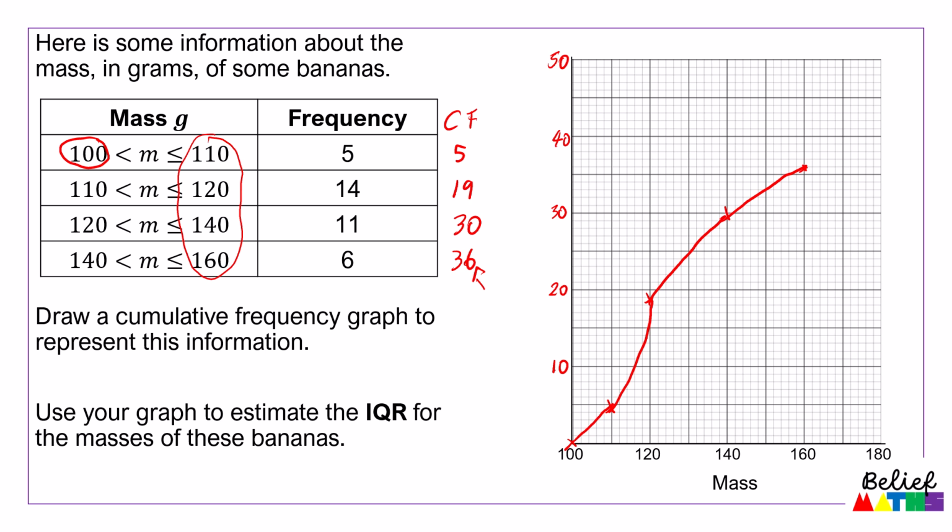Now you'll find it a little bit easier if you struggle with these curves and you think I just can't get this right, just use a ruler. You can use a ruler to draw straight lines between each of them, and that'll usually get you the marks anyway. Now the second part of the question asks you to find the interquartile range.